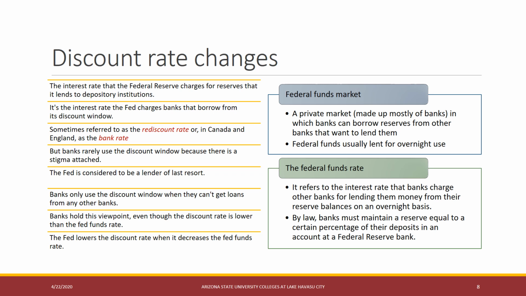The Fed lowers the discount rate when it decreases the Fed funds rate. So there is a federal funds market, a private market. Basically, all the banks are there, and banks can borrow reserves from one another, and they specifically want to get the borrowing on an overnight basis.